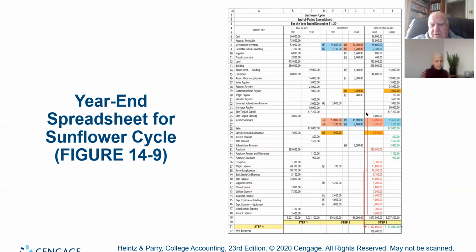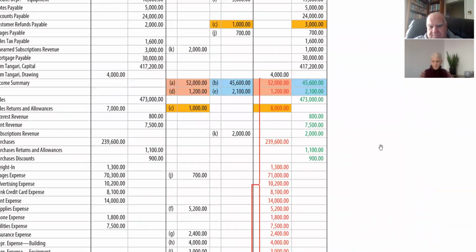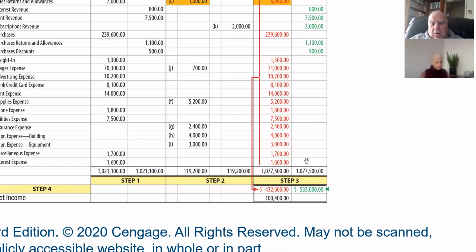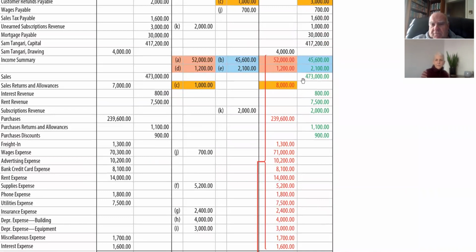I'll tell you what I don't like. They didn't finish this up the way I would like to see. The adjusted trial balance. We had net income of 400,000, okay? And where did we get that? We got that from the sales of 473,000 plus and minus all of these other accounts.